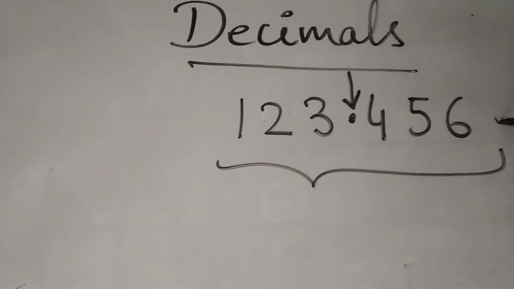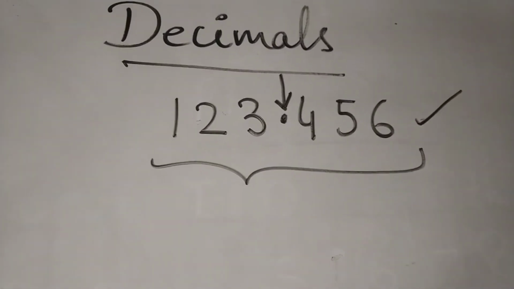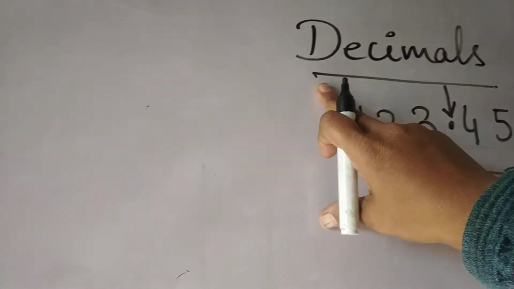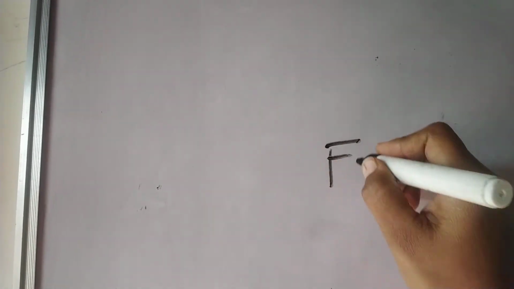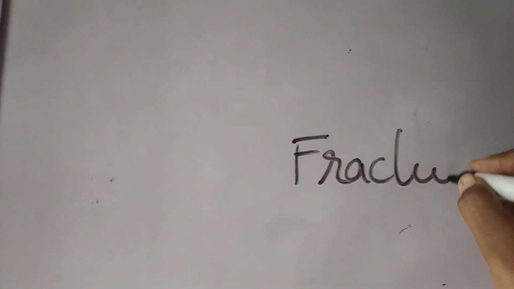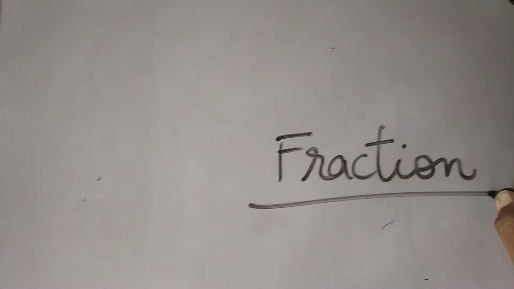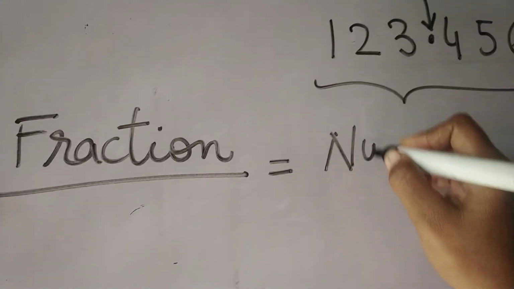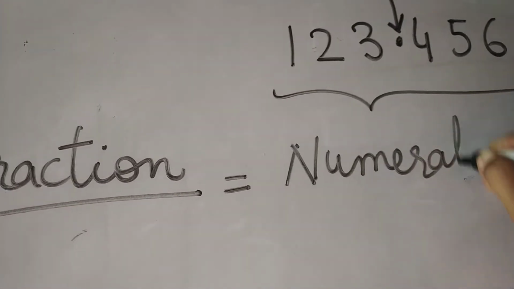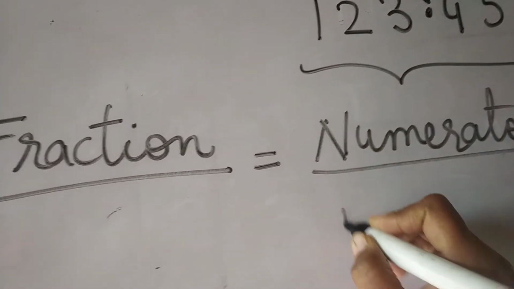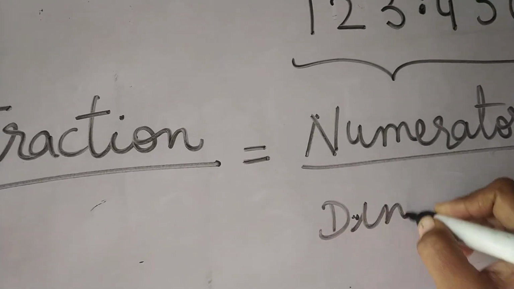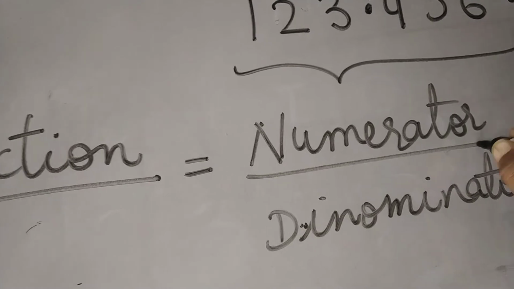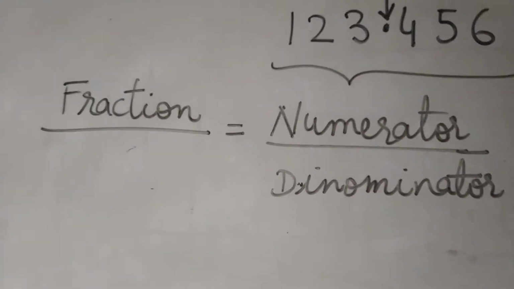Now how is this decimal number formed? They are formed from fractions. So decimal and fraction are both interconnected. What is a fraction? A fraction is a number which has a numerator and a denominator. This number is known as a fraction.